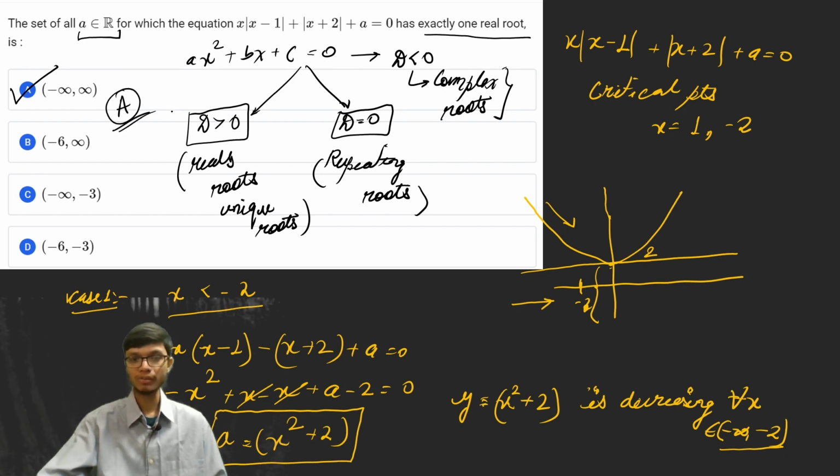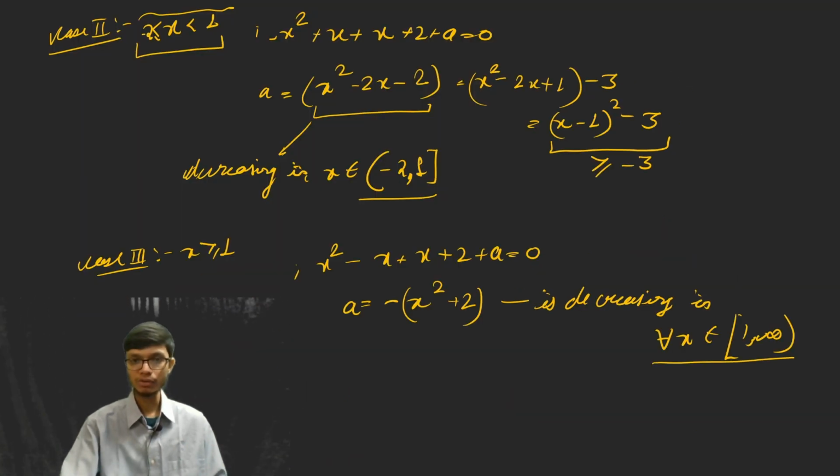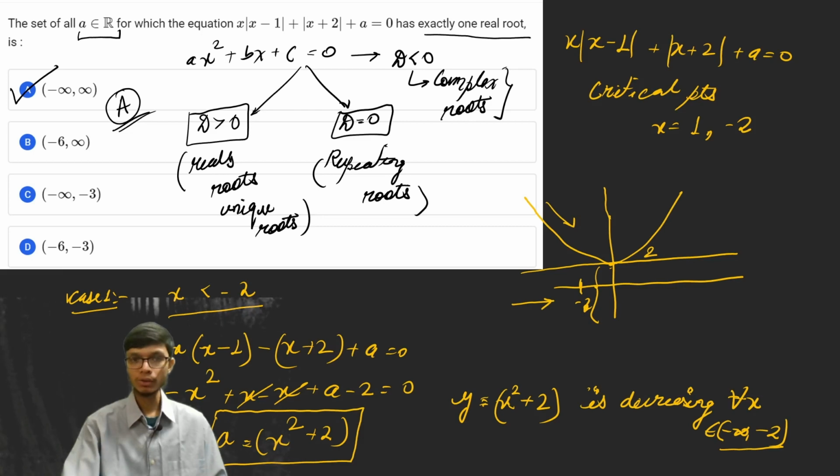I hope this particular problem was clear. This is a very crucial type of problem. What you need to understand is that in each situation, the values of a are real numbers. Now, out of these real numbers, for which this equation has exactly one real root, you will look for those cases.